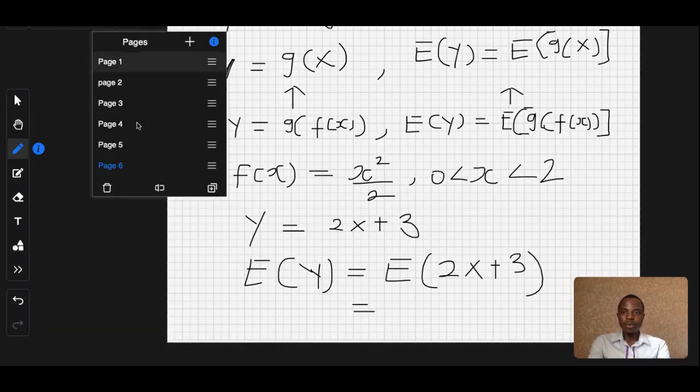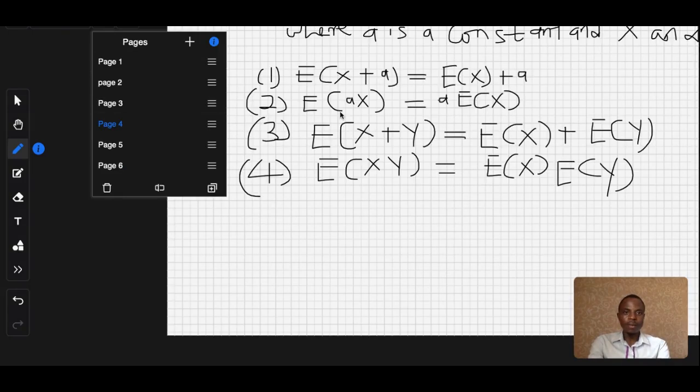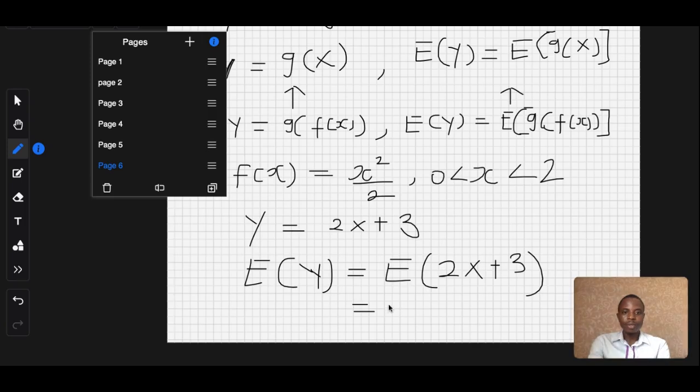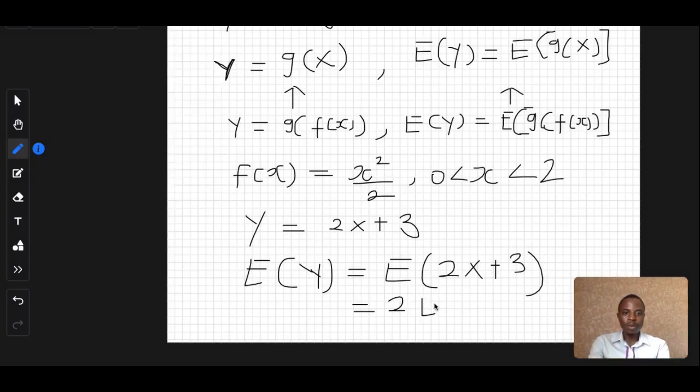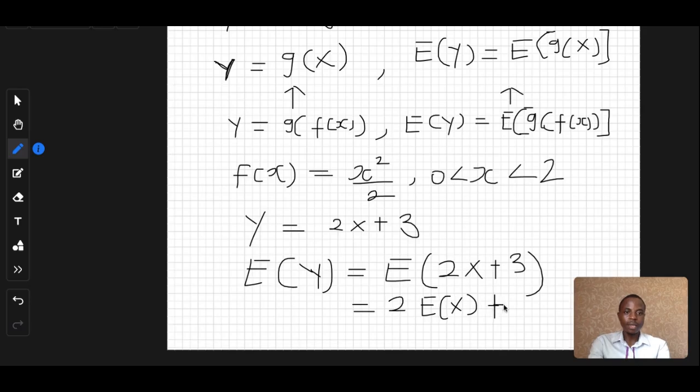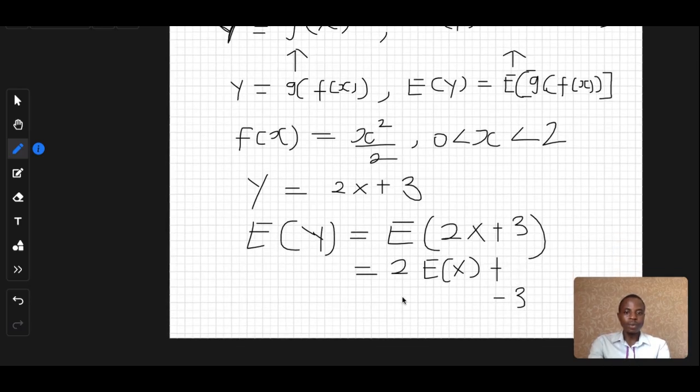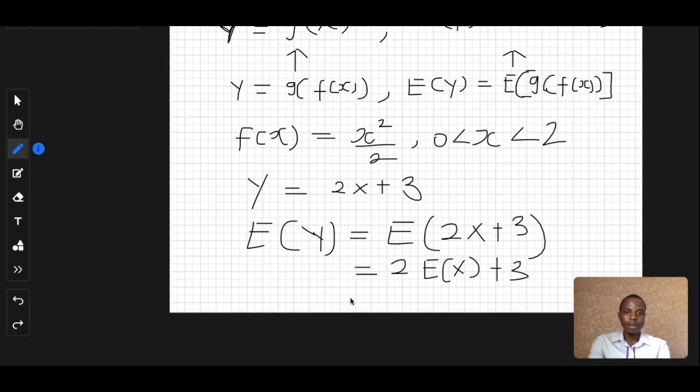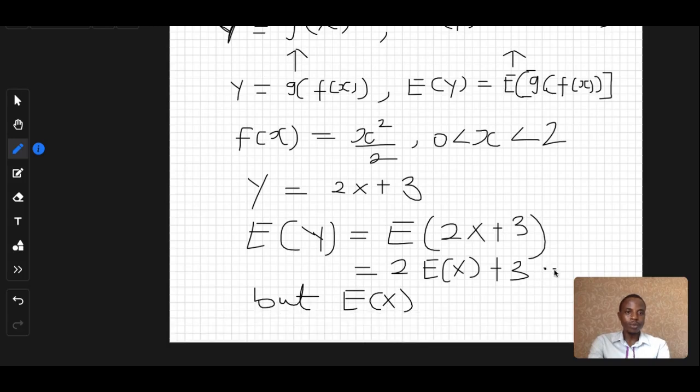Now looking at that, we are going to have that come through here, but there is also something that we need to look at. Rule 2, rather, tells us that the expected value of a multiplied by x will be a outside multiplied by the expected value of x. And when we use those two rules here, we have 2 multiplied by the expected value of x, plus 3. But we don't know the expected value of x, so we need to look for it. So we call this equation 1.